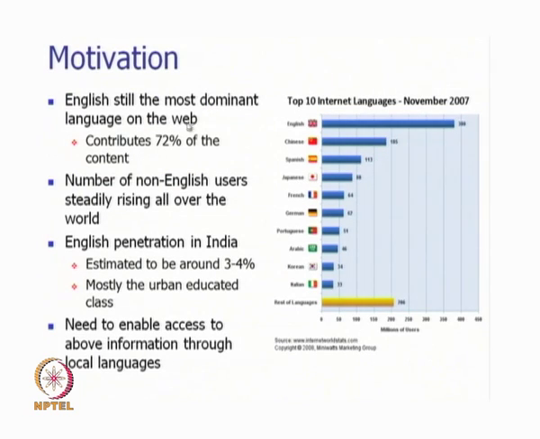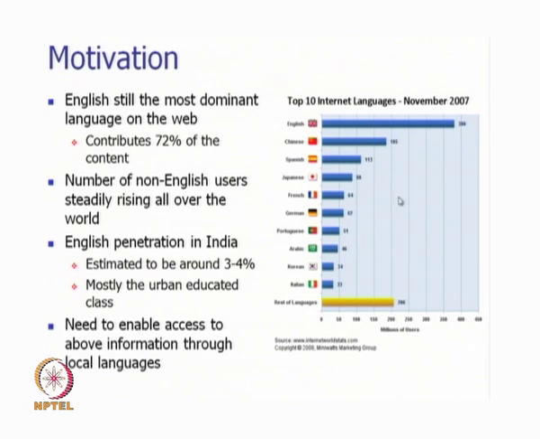English is still the most dominant language on the web. That is the motivation for keeping English always in target. It contributes 70% of the content on the web. The number of non-English users is steadily rising all over the world. That is also a fact, as this bar graph shows.